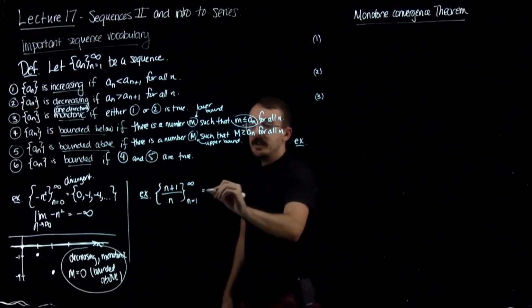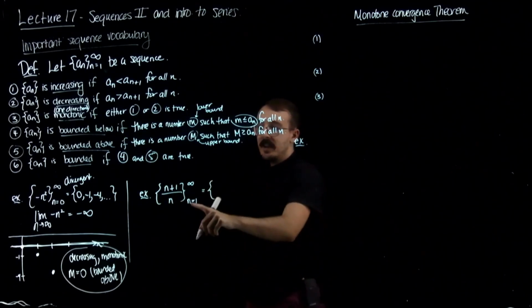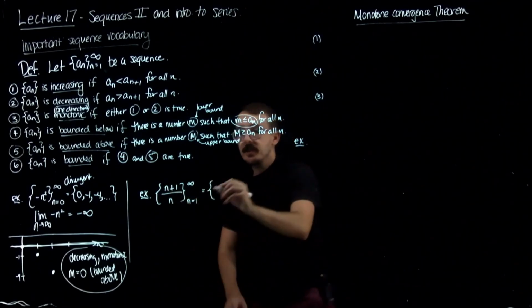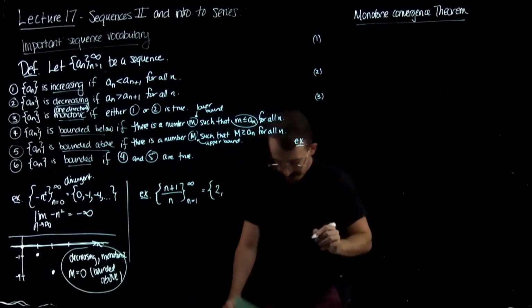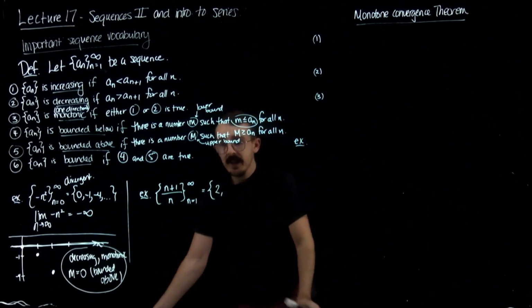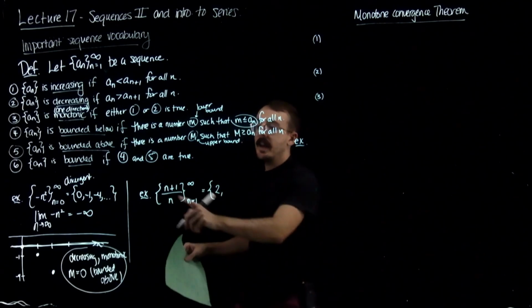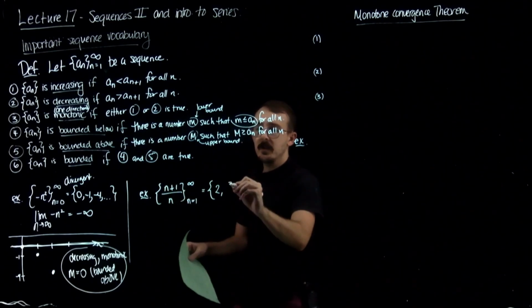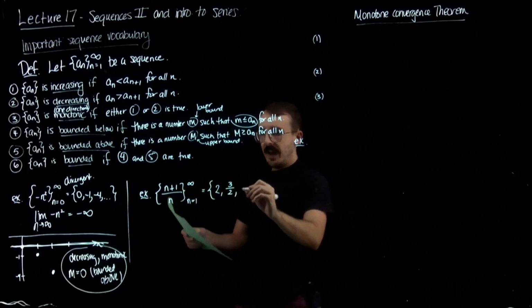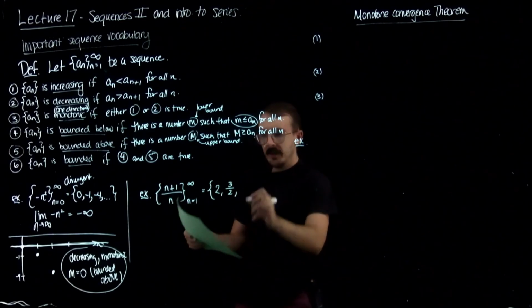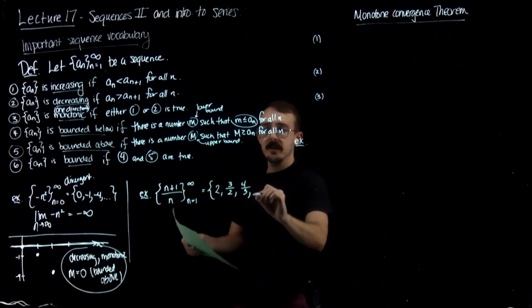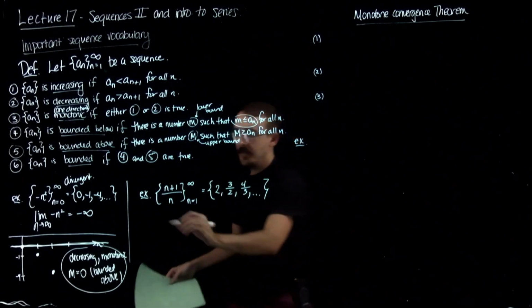So just like before, I'm going to plug in some numbers. If I start with 1, I get 2 over 1 is 2. And then if I plug in my next number, if I plug in 2, I get 3 over 2. And then maybe I'll do one more. So I'll plug in the next one. It's 4 over 3. This continues forever.